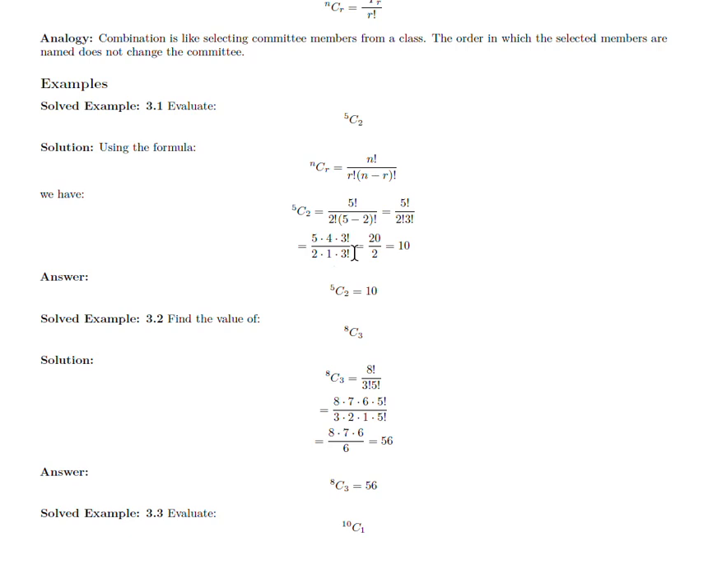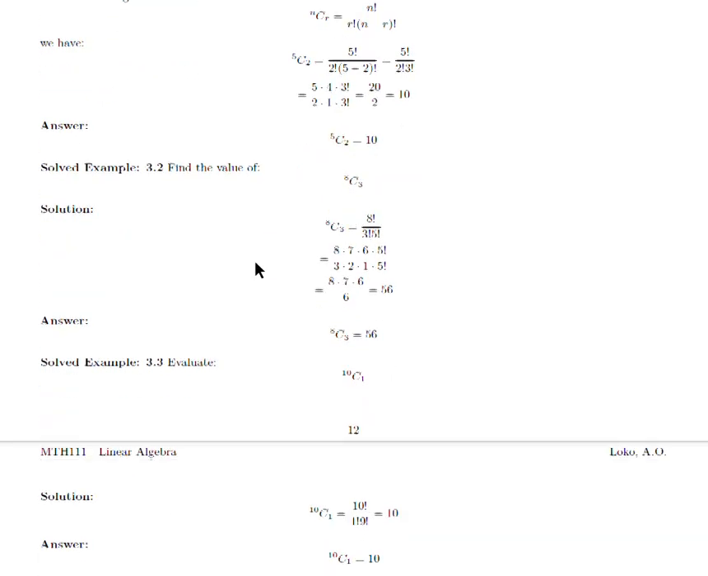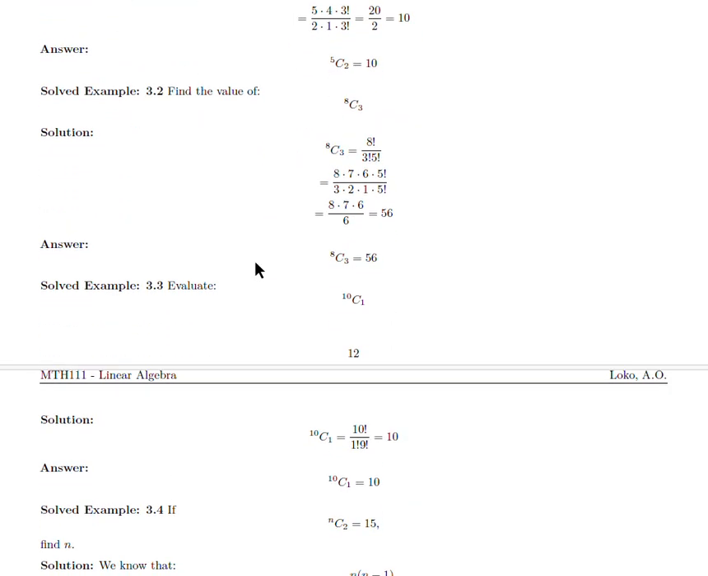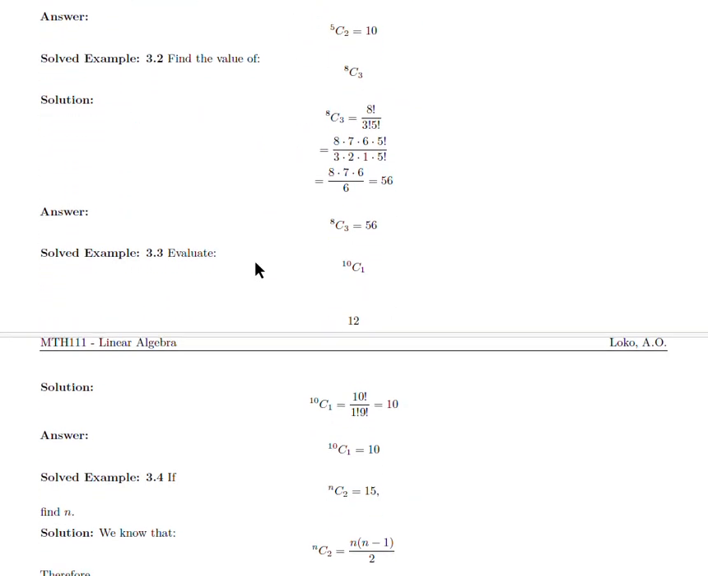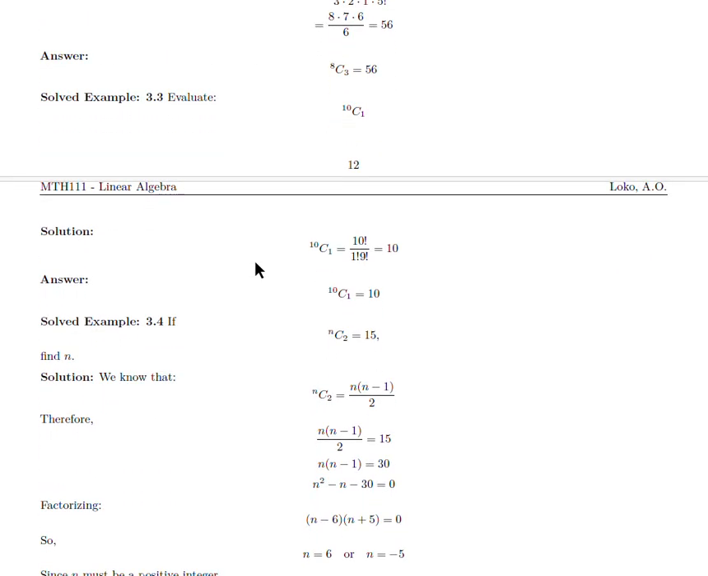Because we want to cancel out this 3 factorial at the numerator, we'll just cancel out easily now. That's why we stopped 5 factorial at 3 factorial. And so I'm left with 20 over 2, which is 10. That's our answer. 5 combination 2 is 10. We have a similar example here, 8 combination 3. You can go through that. We have 10 combination 1, another similar example.